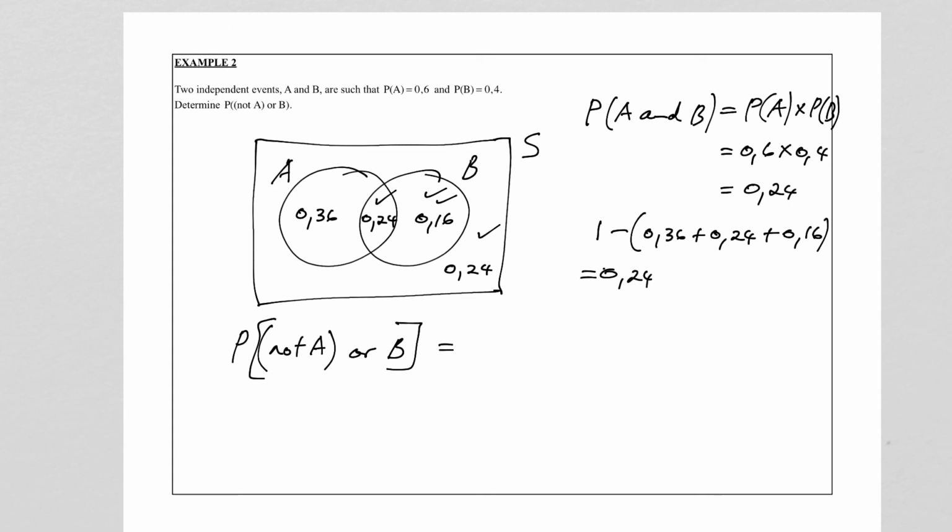So we're going to say 0.24 plus 0.16 plus 0.24, and our answer then will be 0.64 when we add those three. And that is the probability of not A or B.